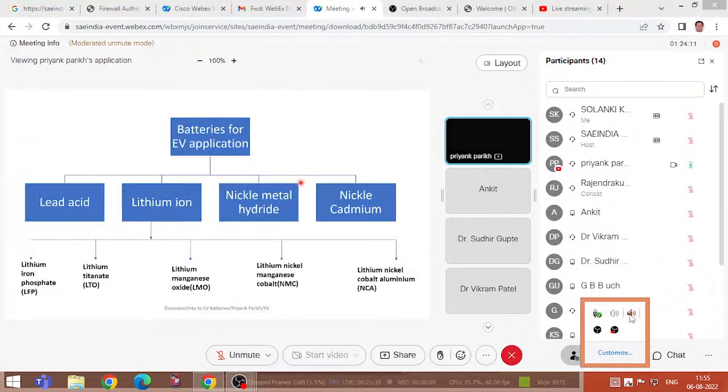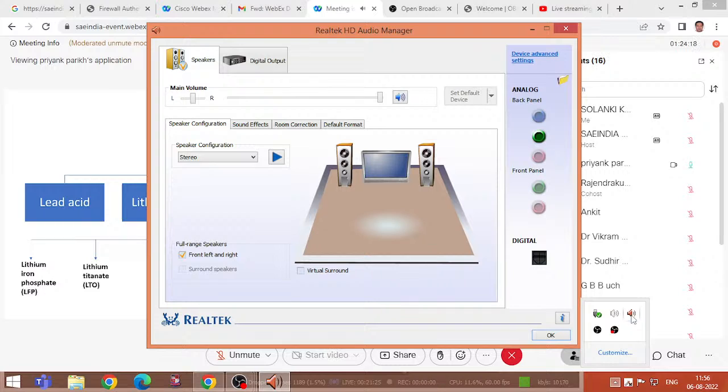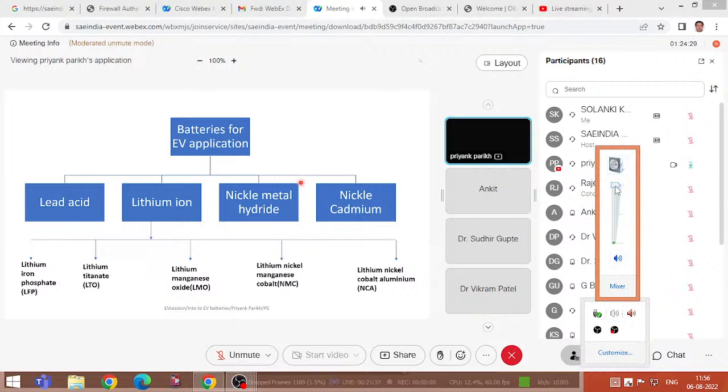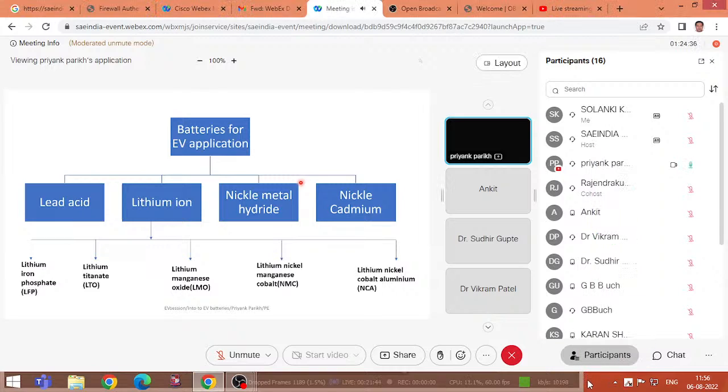There are different batteries available in the market, but for EV applications specifically, we have categorized some batteries which are recommended for EVs. Which are those batteries? First is lead acid batteries. Every one of you knows lead acid batteries; you are using them in your conventional vehicles as well. Then lithium ion batteries, which are used to a very great extent. Then we have nickel metal hydride batteries and nickel cadmium batteries. So which one are we using to the maximum extent in EVs?